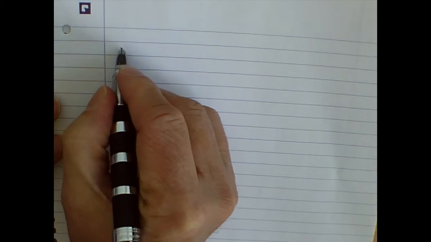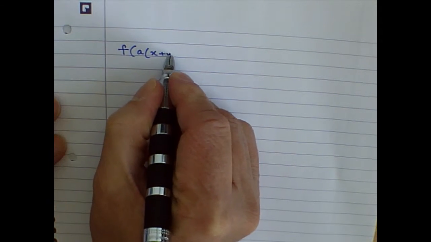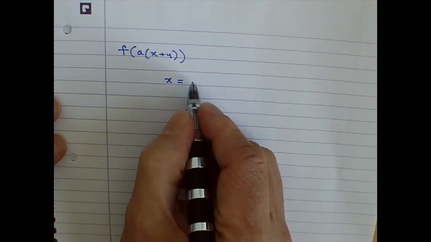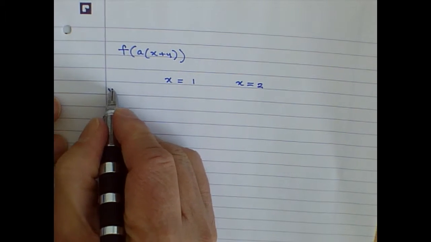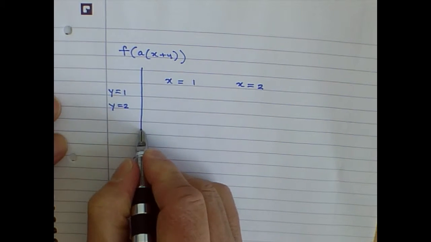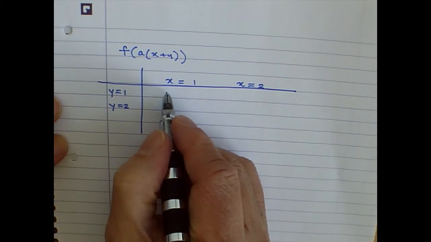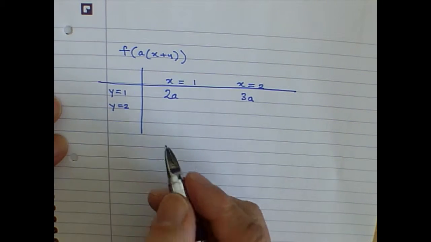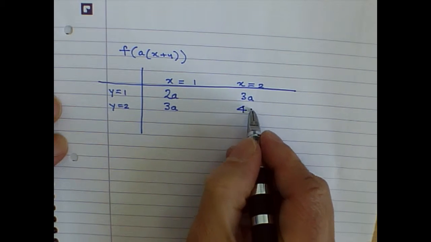So the first stage is we need to write down the two-way probability function. So this is our probability distribution function, and it's valid for x equals 1 and x equals 2 and y equals 1 and y equals 2. And we can now fill in the various probabilities from our function. So in the first cell we have 2a, the second cell we have 3a, and then 3a, and finally in the bottom right hand corner 4a.